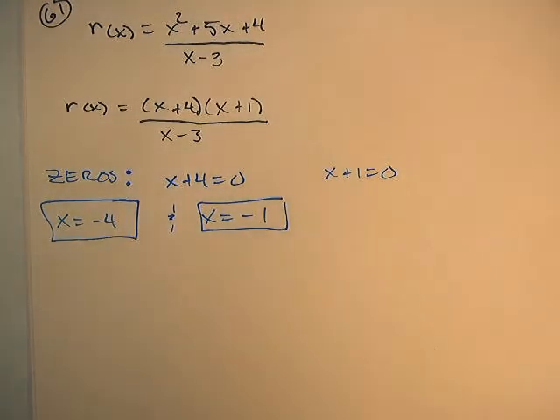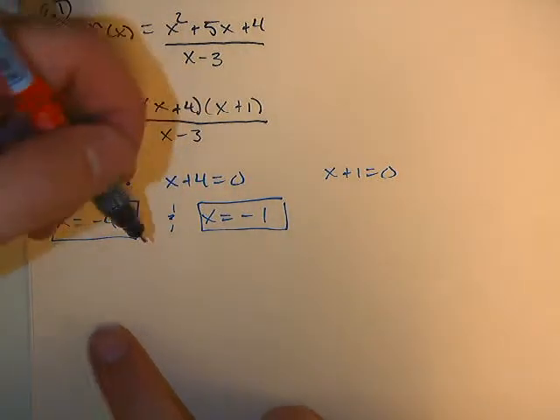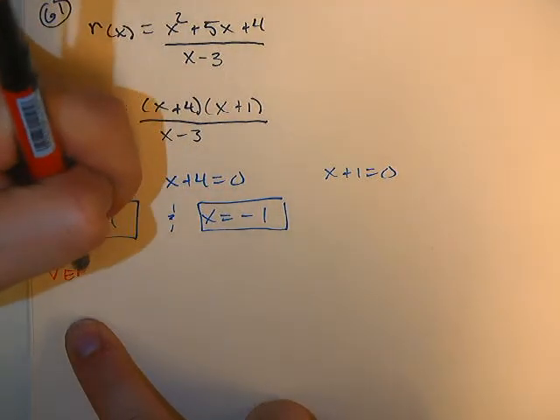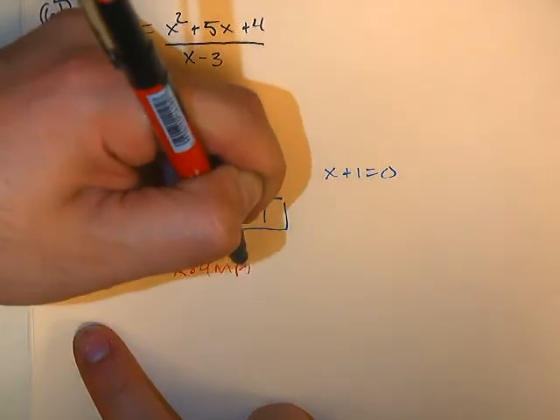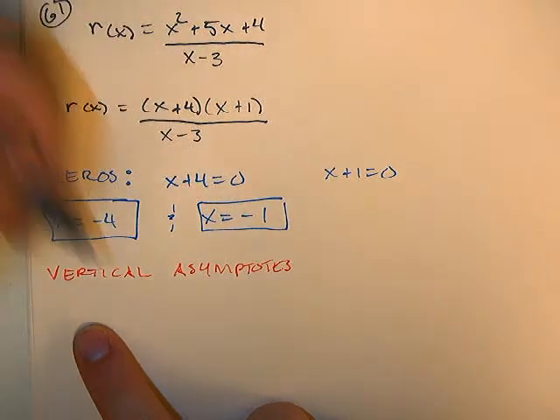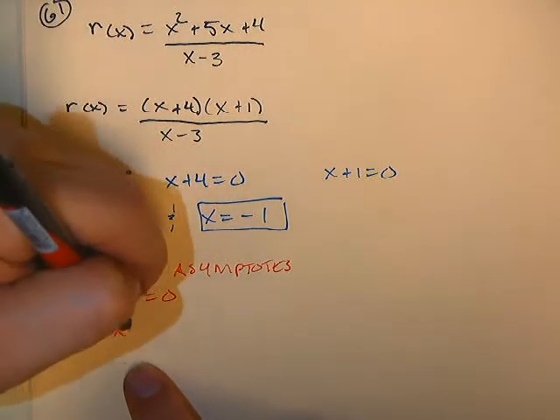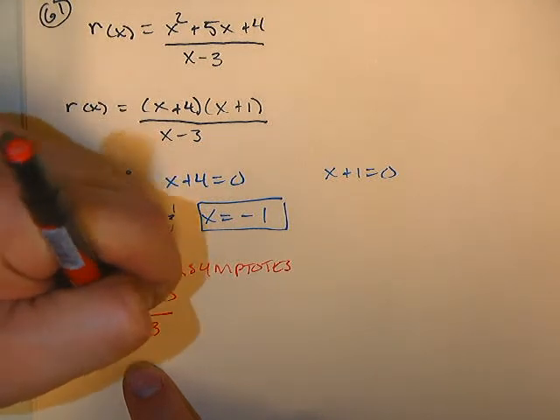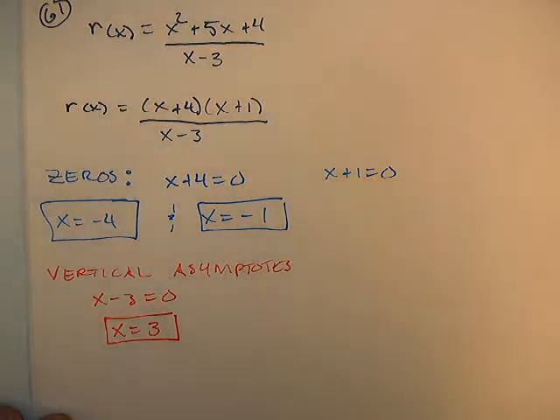The vertical asymptotes, I can figure those out by just setting the denominator equal to 0. So let's talk about some vertical asymptotes. We're just going to set x minus 3 equal to 0, which is going to give us x equals 3. So we know we have a vertical asymptote at x equals 3.